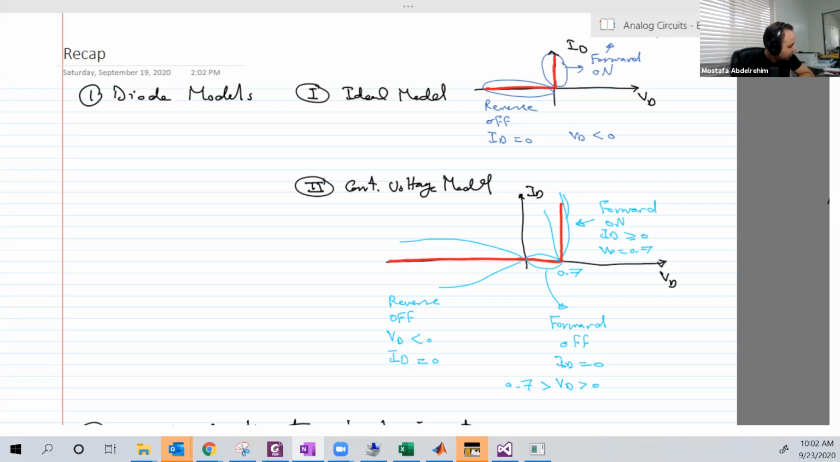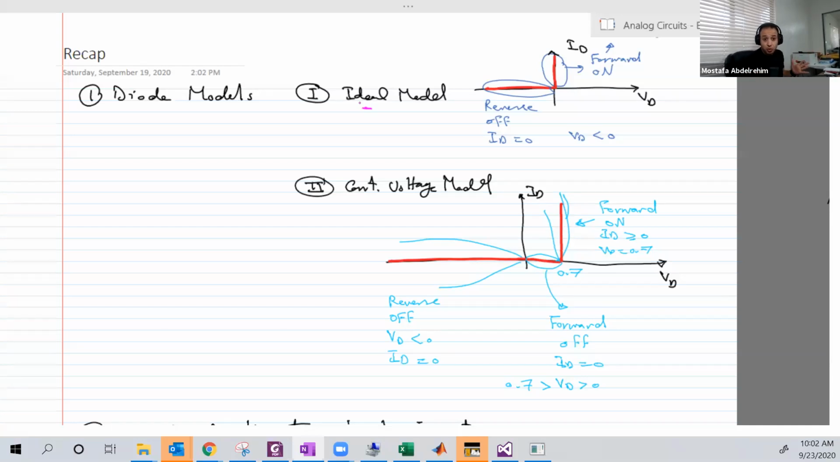So last time we learned the diode models. Okay, so let's go to the screen. And the first model we explored was the ideal model. Okay, in which it's either on or off, forward or reverse.